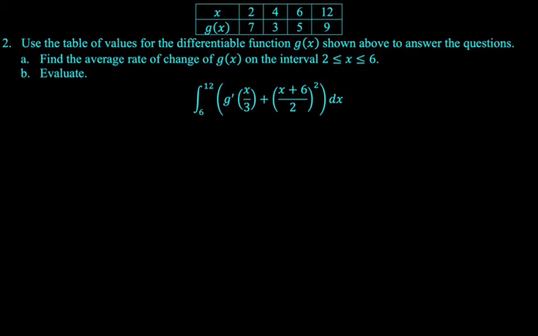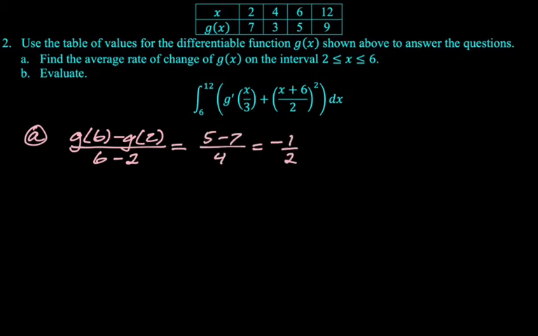We want to use a table of values for the differentiable function g of x shown above to answer the questions. Find the average rate of change of g of x on the interval from 2 to 6. Average rate of change is algebra 1 slope. We're just going to start off by writing the slope formula, right? So it's going to be g of 6 minus g of 2 over 6 minus 2. G of 6 is 5. G of 2 is 7. So we have 5 minus 7 over 4. And then 5 minus 7 is negative 2, sorry. And negative 2 divided by 4 is negative 1/2. Good deal. Let's look at part B.